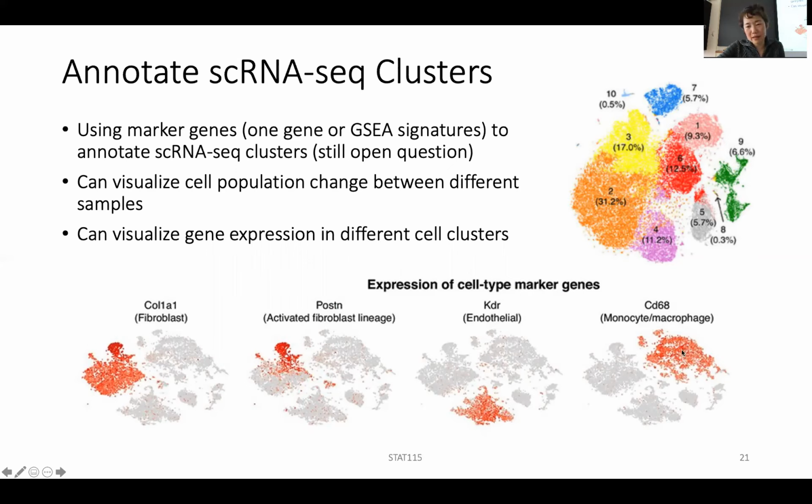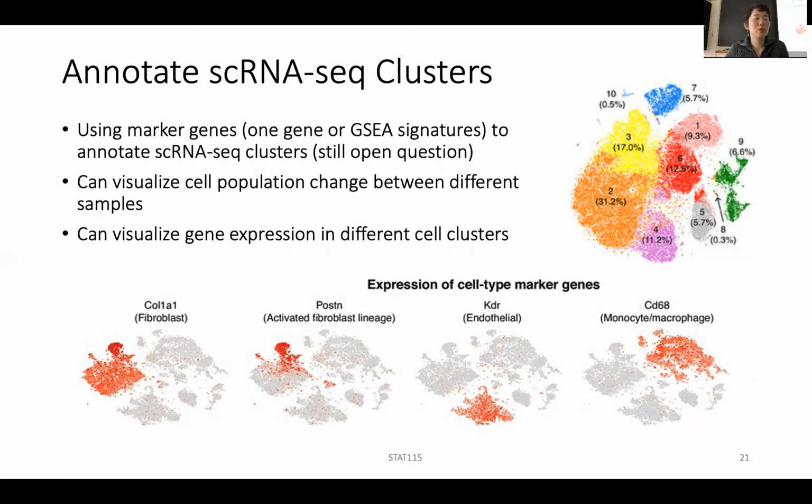Whereas CD68, this is a well-known macrophage gene. It's highly expressed in here, but lowly expressed in the other ones. This can be displayed as a single gene, but you can also use signatures. You give it a signature and you evaluate how much this signature is expressed in each cell, and you can display that. And so remember with gene set enrichment analysis, previously there is a molecular signature database. There are marker genes already determined as the genes that are uniquely highly expressed in, say, CD4 T cells, macrophages, or dendritic cells.